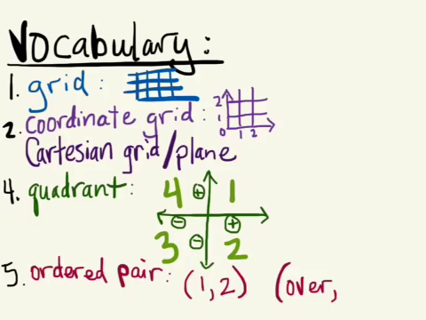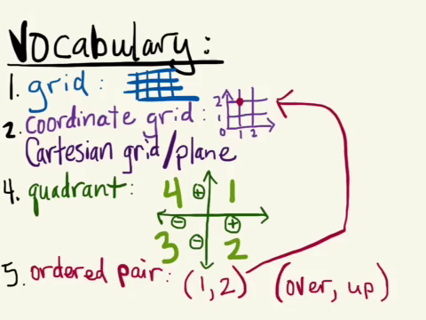The second number is a 2. That tells how far up you're going to go. Or it could be down if we're going into negative land. But on this first quadrant, on this coordinate grid, it means we would go over 1 first and then up 2 spaces.